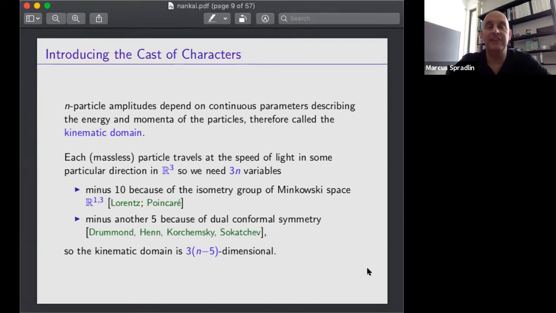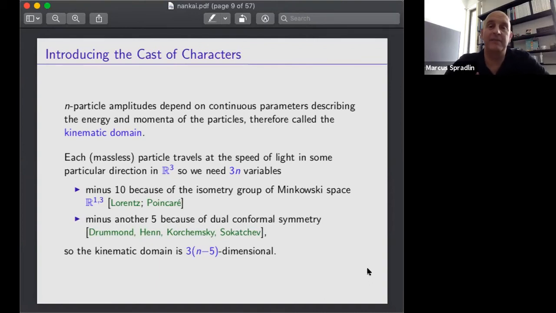But then, in addition to that, super Yang-Mills theory has a really non-trivial symmetry almost unique in four-dimensional quantum field theories. It has a special symmetry called dual conformal symmetry, which accounts for a loss of another 5 degrees of freedom. So altogether, the dimensionality of the kinematic space on which these amplitudes live is 3n minus 15 dimensional.